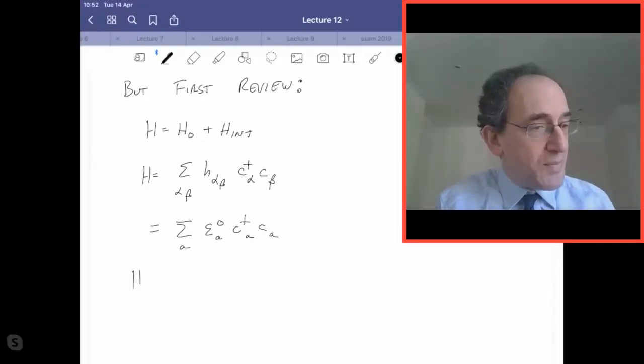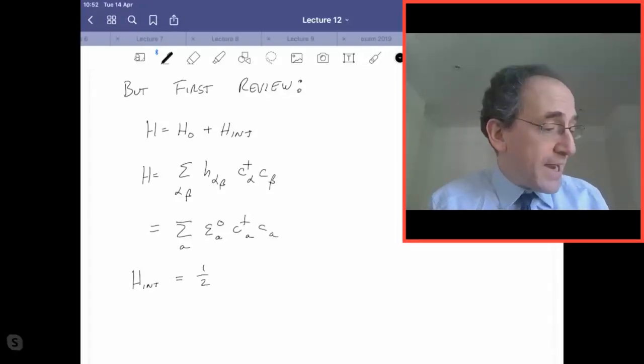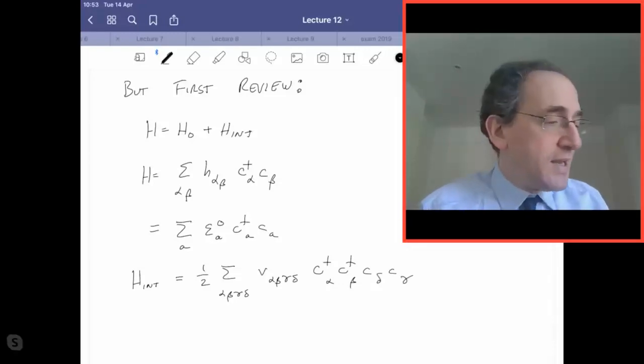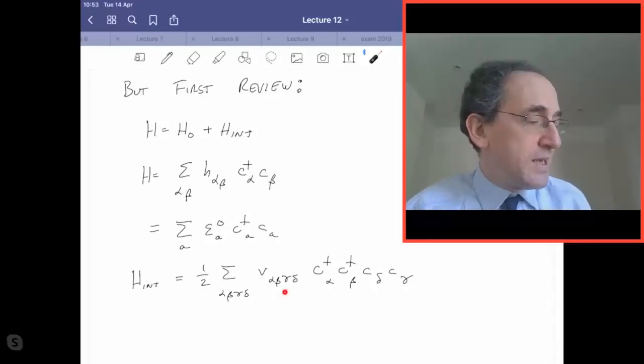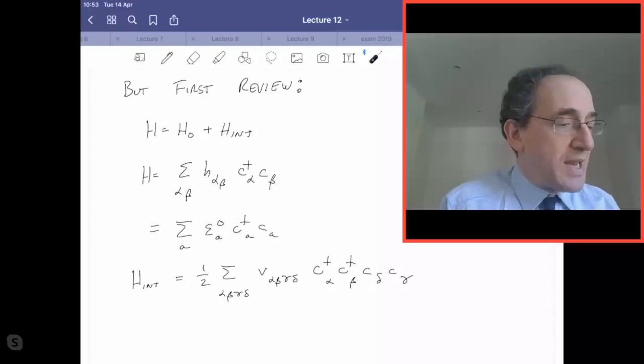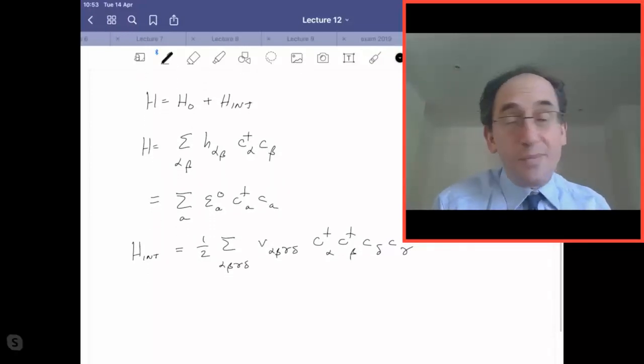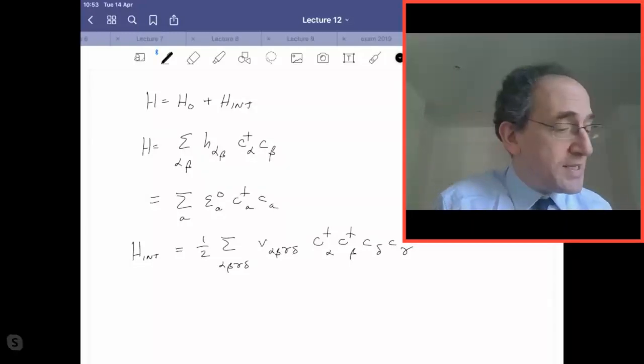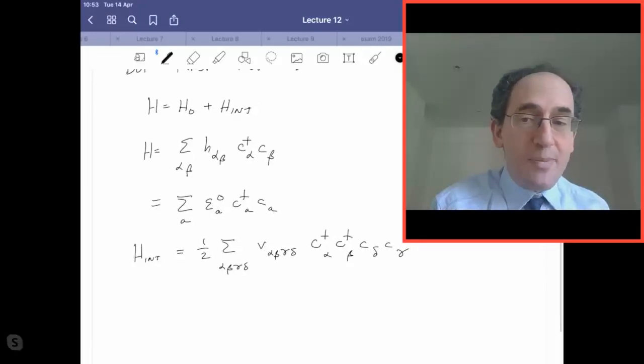The interacting part we can write very generally for any two-body density interaction, sum over alpha beta gamma delta, V alpha beta gamma delta C dagger alpha C dagger beta C delta C gamma, and note again the ordering here is opposite the ordering here, and that has to do with making sure we don't lose extra minus signs when we commute operators through each other.